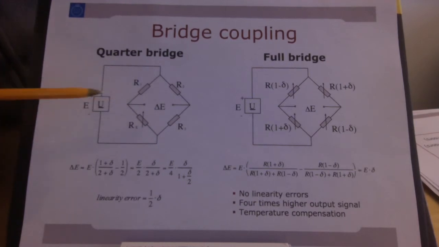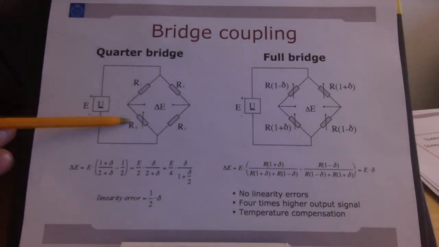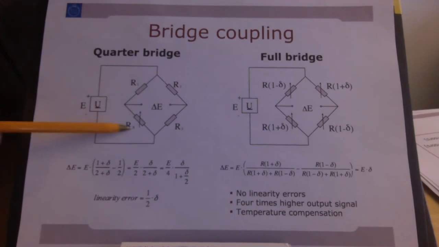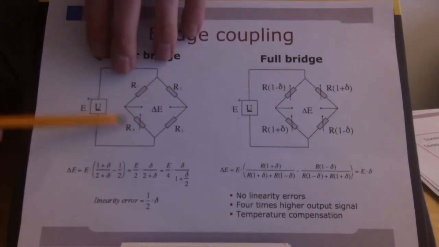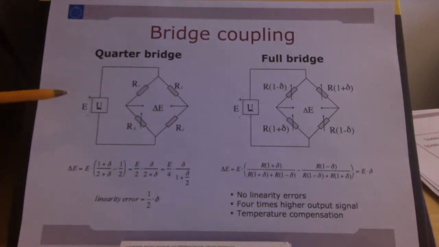And if they are both exposed to the same temperature, then of course heating up the structure will increase both this resistor and this resistor. But if they both increase at the same rate, this point still remains in the middle. So this system becomes temperature insensitive.